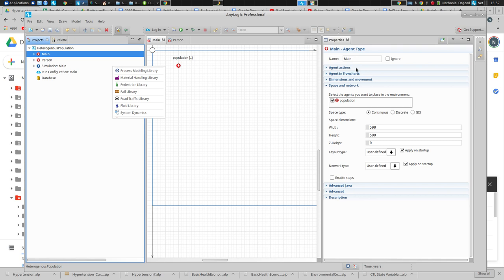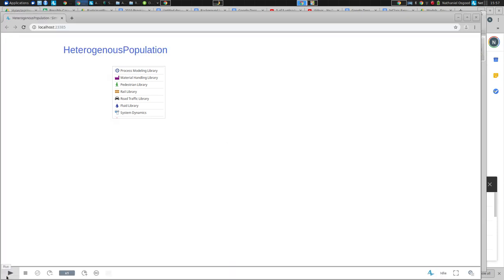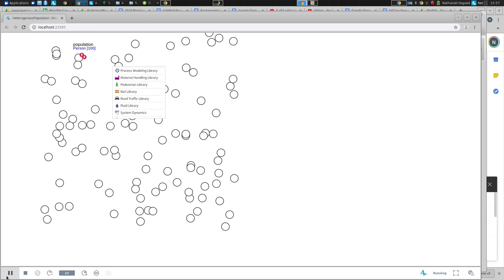I'm going to go down over here in the properties, go to space and network, and say the layout type is going to be a random layout. I could also say a ring, in which case all the agents will be placed in a ring as if they're dancing around the maypole. You can also place them in an array, etc. So I'm going to say run here, and now we have them appearing all around the screen.